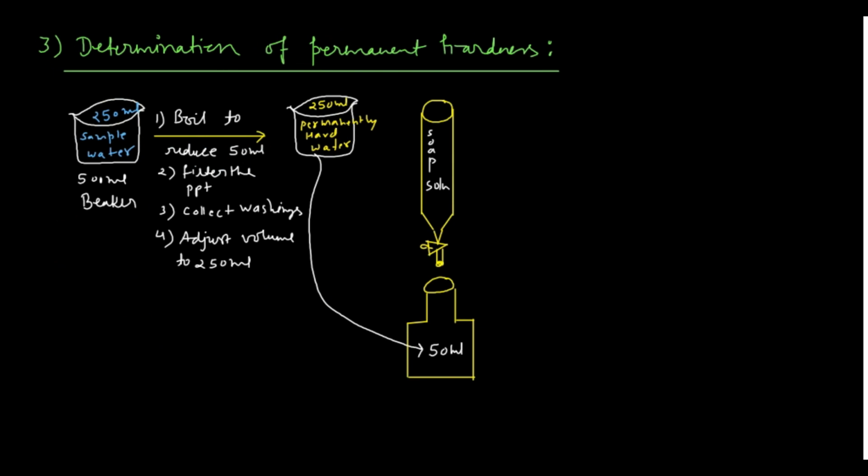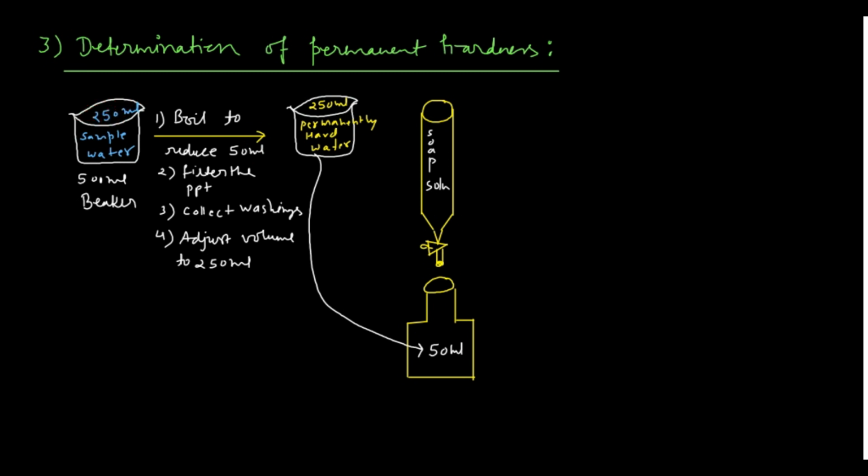Now moving further, this is my next step, the determination of the permanent hardness. How can I determine the permanent hardness? For this, I will take a 500 ml beaker, and into it I will take 250 ml of the sample water which I used earlier for the estimation of the total hardness, and I'll boil this 250 ml of water and reduce it to 50 ml, so that all the temporary hardness is removed from this water sample.